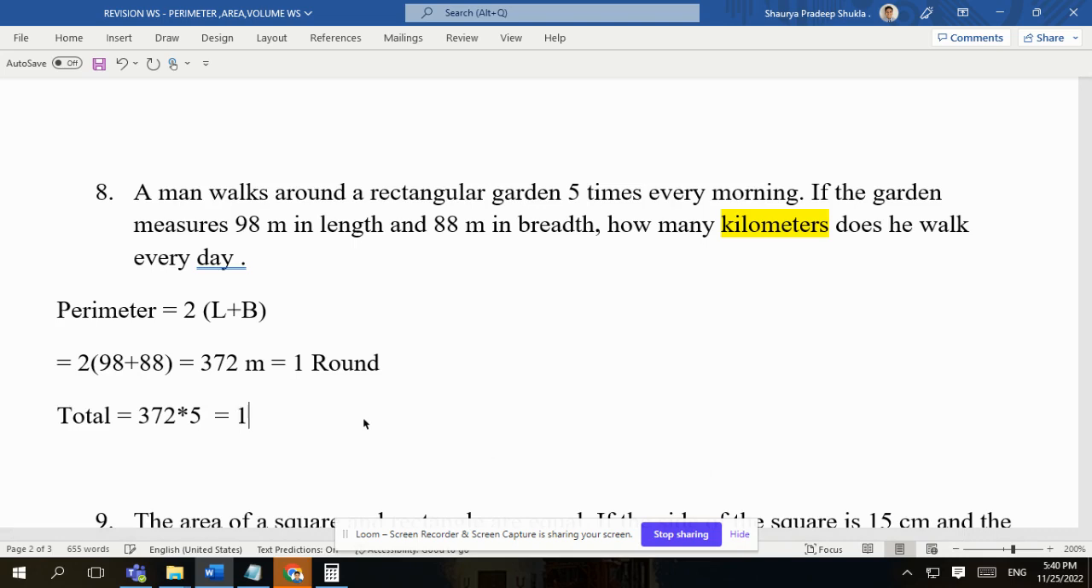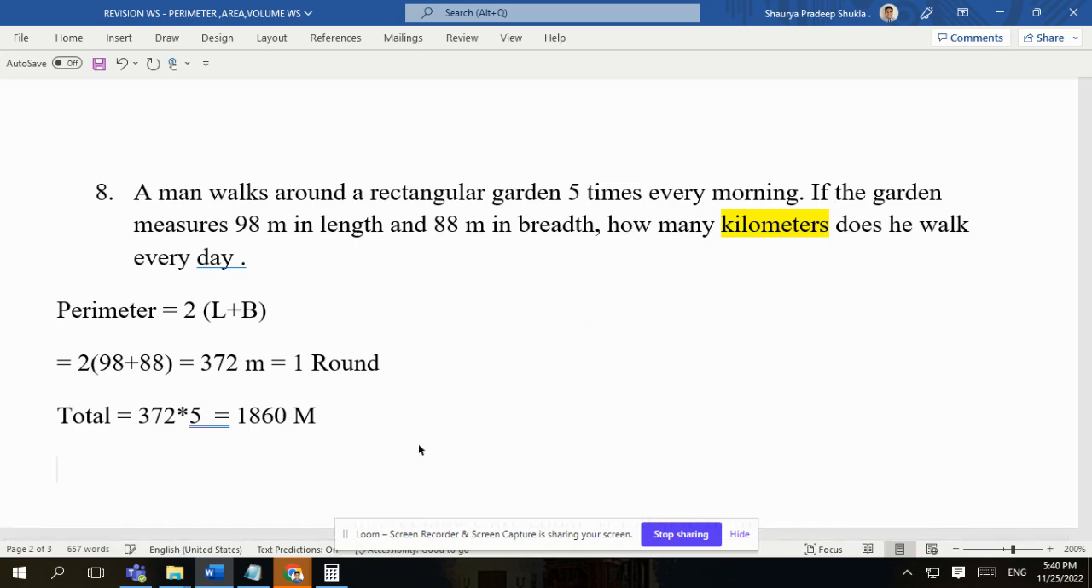What is important here is this. It's 1860 meters, and they are clearly saying that they want the answer in kilometers. Can you focus here? What we have to do is convert that from meter to kilometer, right? I hope you all know the formula of that conversion. 1 kilometer is equal to how many meters? 1 kilometer equals 1000 meters.